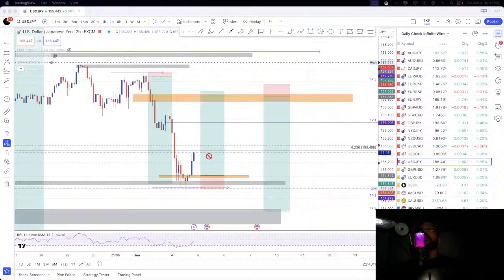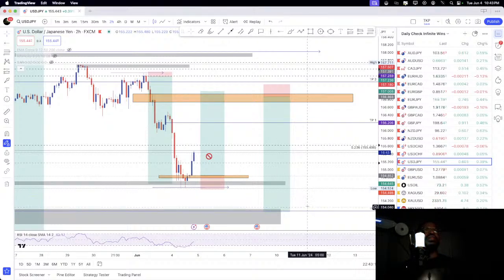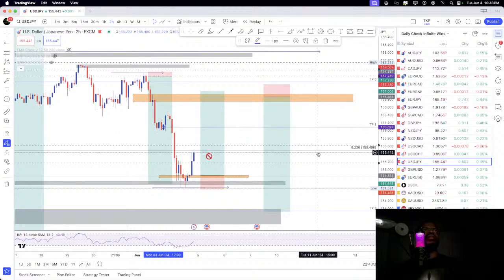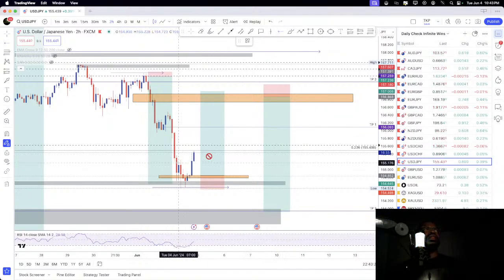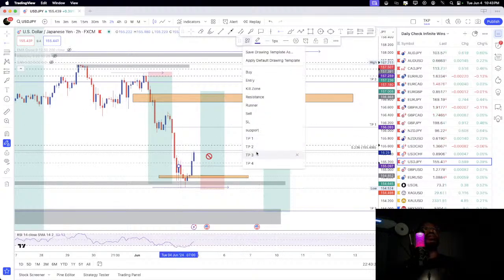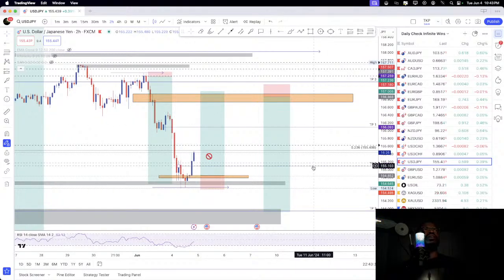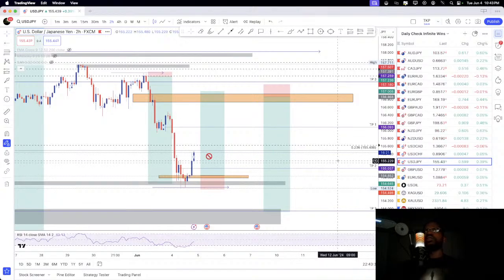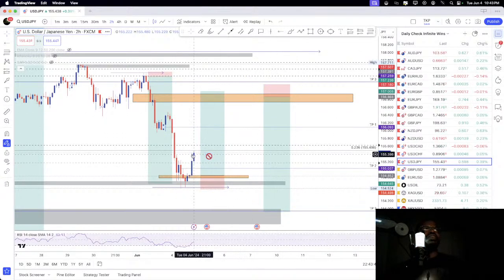And we got TP2 right in here. All right, so that's what we're looking at as far as USD JPY.